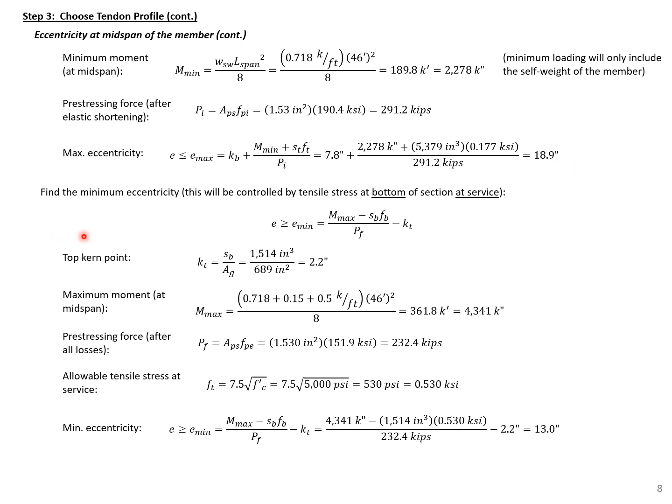Next, we need to find our minimum eccentricity, and we'll use the same equation that we did before, only we'll use our values at midspan. So our top kern point stays the same. Our maximum moment increases because at midspan we have wL squared over 8 using all of our distributed service loads. Our pre-stressing force is going to be the same as we had before. Our allowable tension is the same as at the transfer length. So plugging all these values in, we can get a minimum eccentricity here of 13.0 inches.